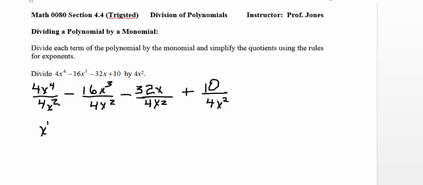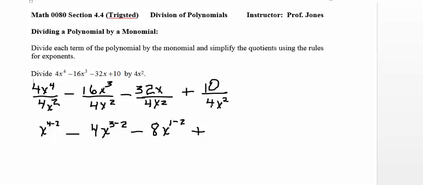So the rules of exponents say that 4 divided by 4 is 1, x to the fourth divided by x squared is x to the 4 minus 2. 16 divided by 4 is 4. X cubed divided by x squared is x to the 3 minus 2. Negative 32 divided by 4 is negative 8. X divided by x squared is x to the 1 minus 2.